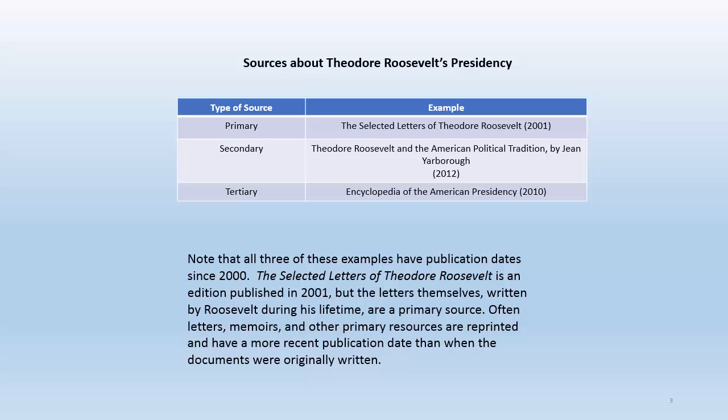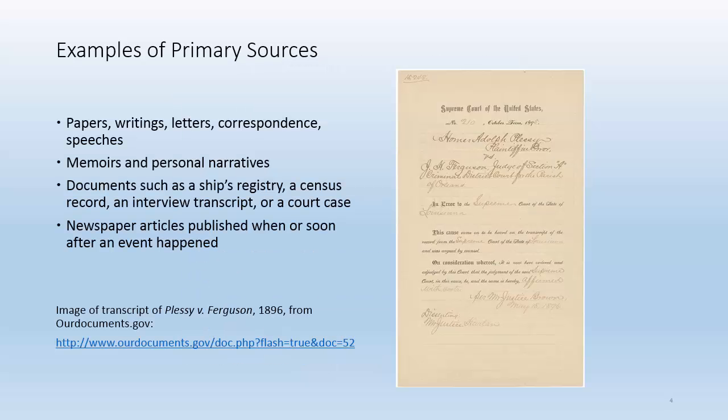The third book is a tertiary source, the Encyclopedia of the American Presidency. This encyclopedia contains entries about Roosevelt and events from his presidency, but also from other presidents, and you'll find much less information here than in a primary or secondary source. It is useful just as a basic introduction to Roosevelt as president. First, we'll discuss primary sources further.